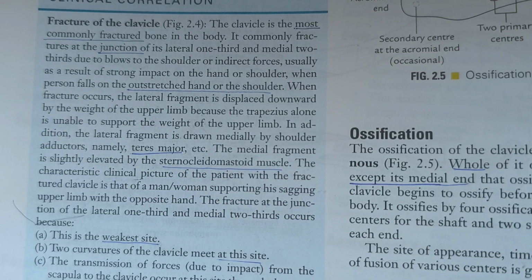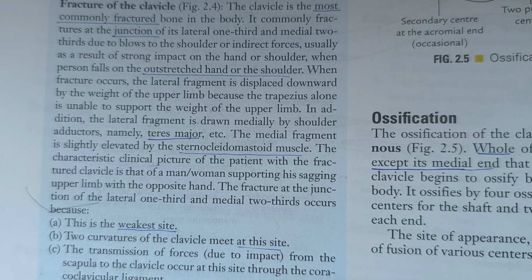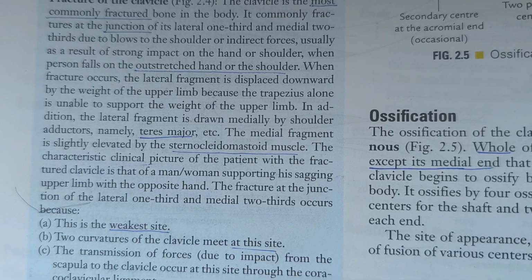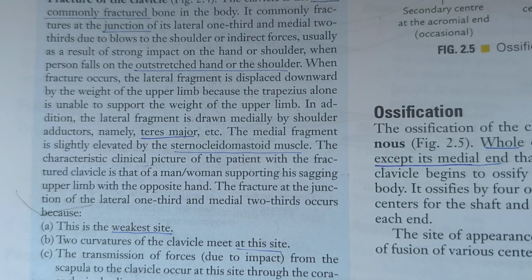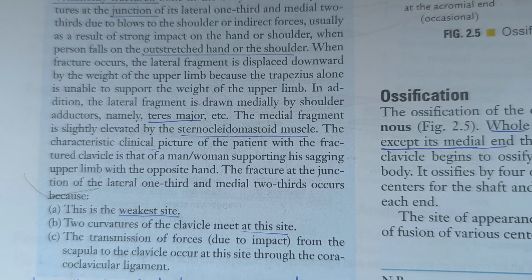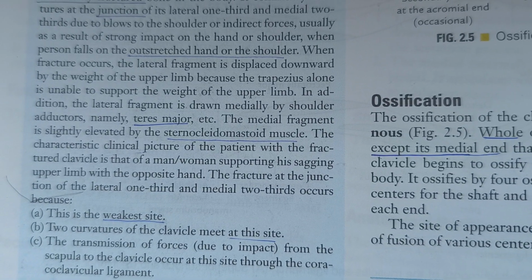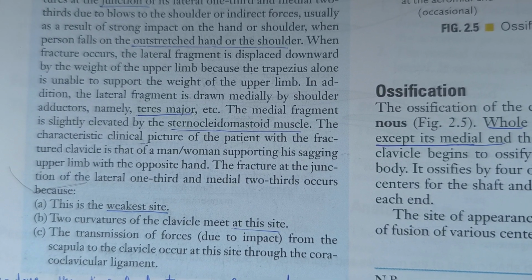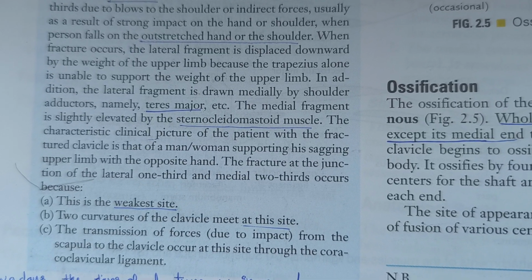Fracture of clavicle. The clavicle is the most commonly fractured bone in the body. It commonly fractures at the junction of its lateral 1/3 and medial 2/3 due to blows to the shoulder or indirect force, usually as a result of strong impact on the hand or shoulder.